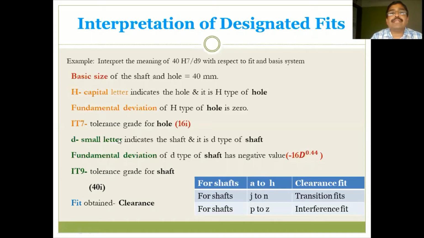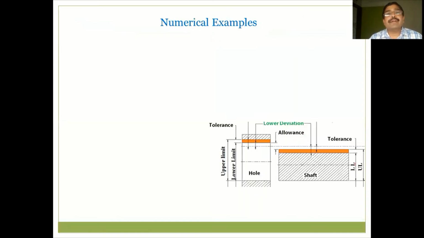In our case, you can see here the fundamental deviation of that shaft is d. This d lies between A to H, so always we'll get the clearance. But if the shaft lies in J to N, in that case we'll get a transition fit, and for P to Z we'll get an interference fit. So this table is very important while writing the various fits. Then we'll see some numericals here.